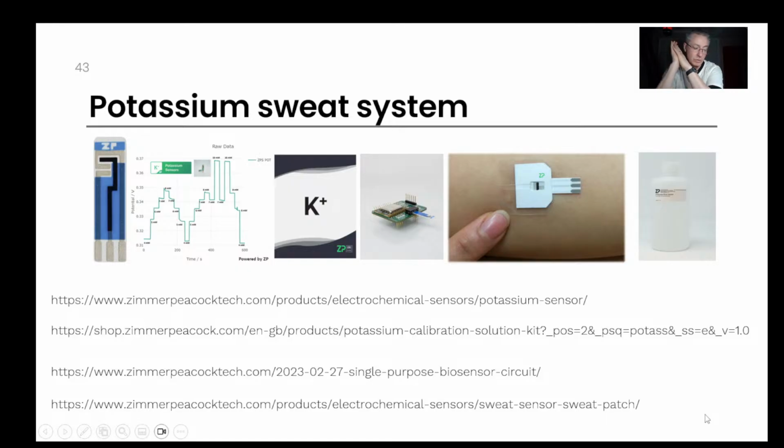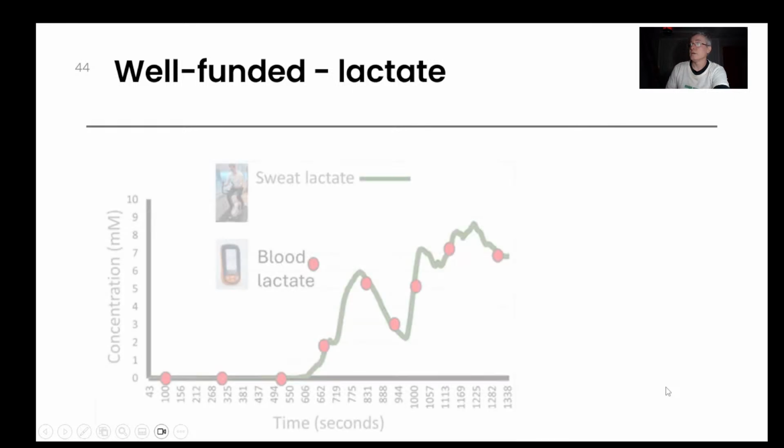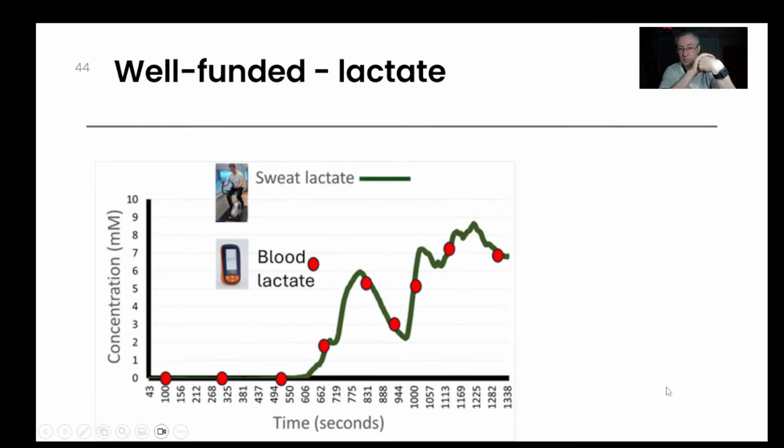If you're more university-based, more student team-based, then I would actually just focus on the potassium sensor, and these links will give you a useful technology stack that you could probably do a TRL3 piece of work with. If people are well-funded, by the way, you're welcome.